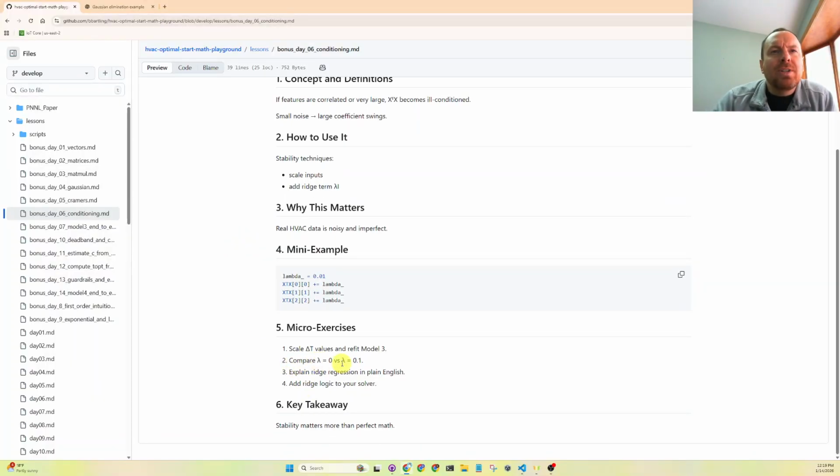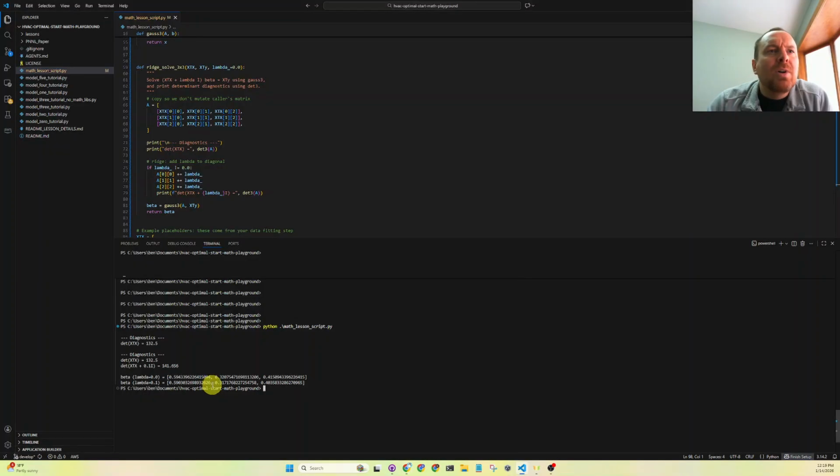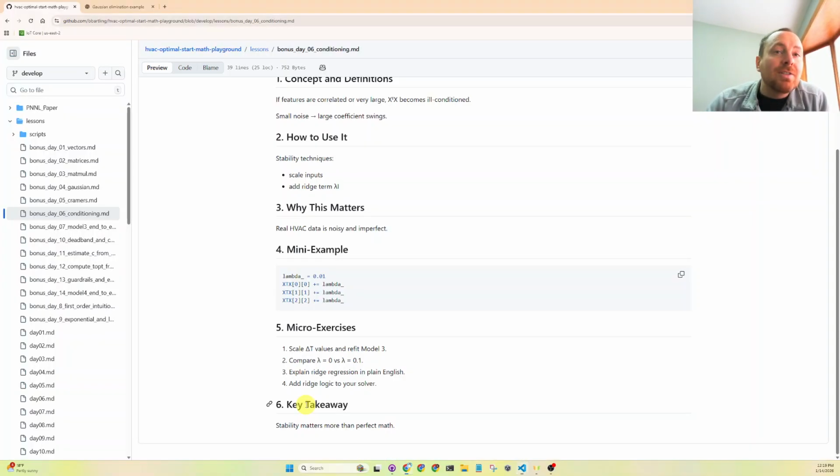Compare the ridge 0 versus 1. Okay, so it did that here. So that's our lambda, or our coefficients. Slightly different, I guess. I don't know. Add ridge logic to your solver. Okay, so we did that already. And explain ridge regression in plain English.